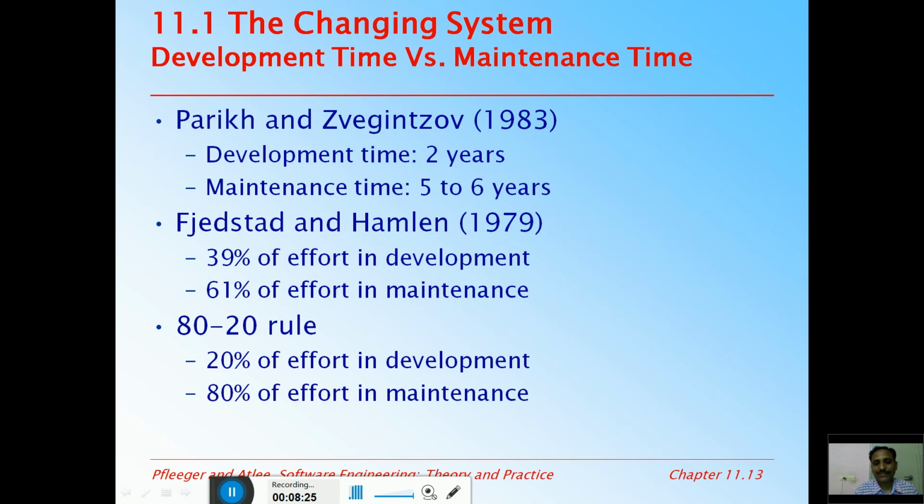From all these they came to a conclusion, the 80-20 rule. What is this 80-20 rule? It means 80% of the effort is needed for maintenance and only 20% of the effort is required for development. So from all of these we come to the conclusion that development takes less effort and for maintenance we require more effort. That is, 80% of the effort is required for maintenance and 20% for development time.